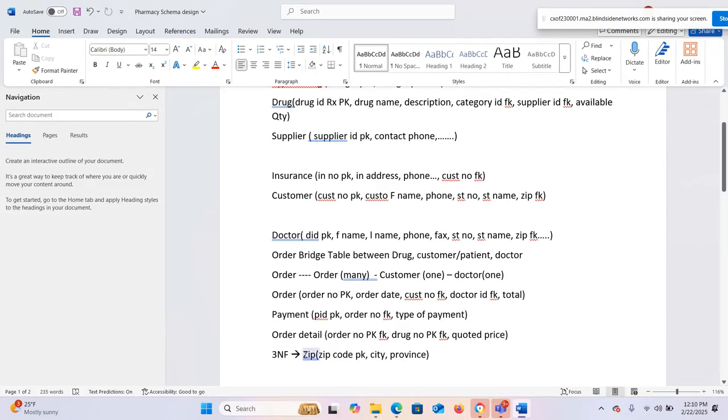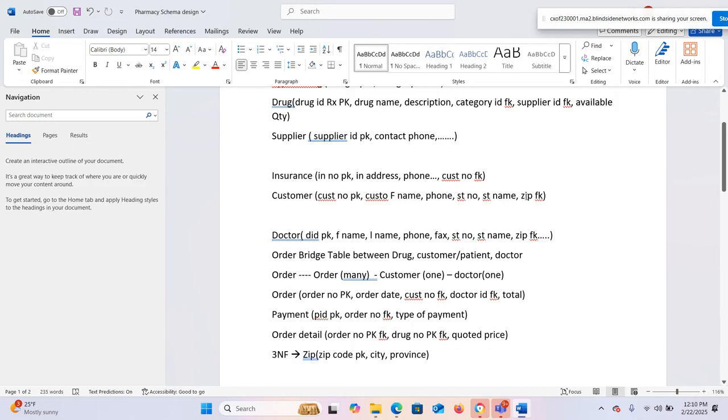about the third normal form, zip code. Usually if there is a pharmacy, there could be people living around the same zip code or around the pharmacy, and they could be going to that pharmacy. Those are potential customers for the pharmacy located in the zip code. So in one zip code, there could be many customers living, right? So zip code is the one side and customer is the many side.